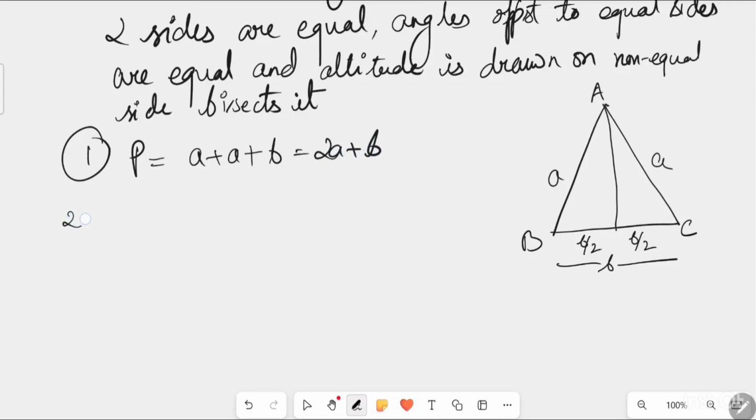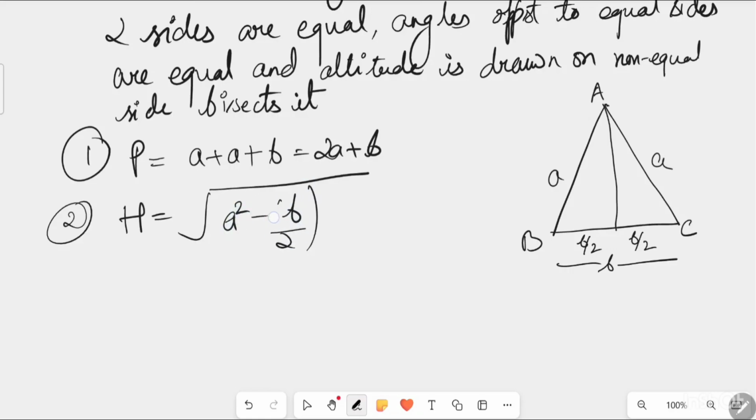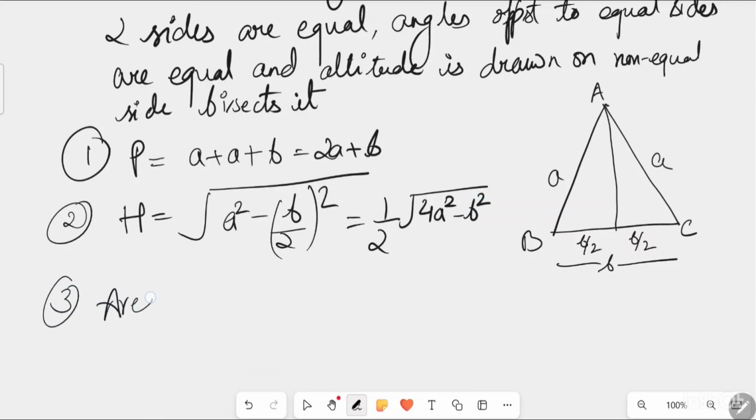Second is height. Height will be under root. We will apply Pythagoras theorem here. Under root A square minus B by 2 whole square, which will be equal to 1 by 2 under root 4A square minus B square. And the area of an isosceles triangle will be B by 4 under root 4A square minus B square.